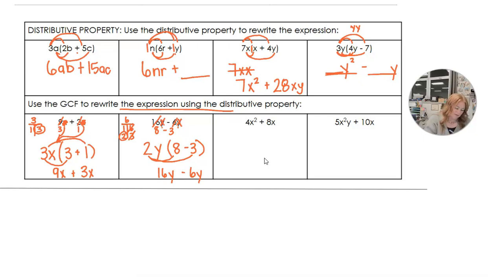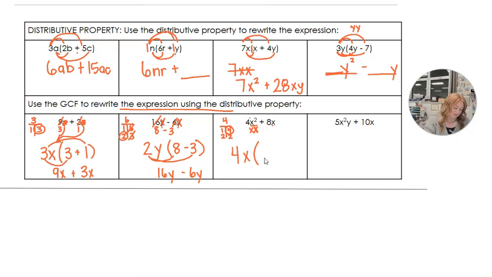Hey, our next one, we have 4 and 8. So factors of 4, 1 and 4, 2 and 2. And 8 can divide by 4. And I can see that these both have an x. So we're going to pull out 4x. Now we've got to stop and think about this one. X squared is really xx. When we write it out in expanded form, we have x times x.